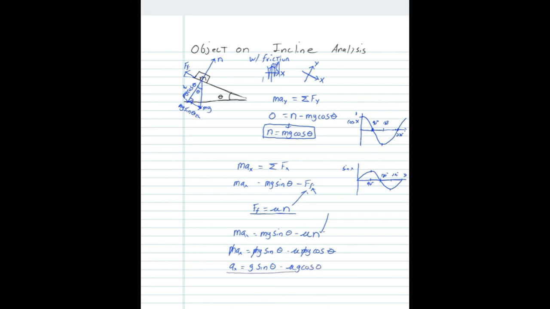And if you look at that, it makes sense, because as the angle of the slope gets bigger, this first term is going to get larger because sine theta grows with the angle. And the second term is going to shrink because cosine of theta shrinks when the angle goes from 0 to 90. So it says that the acceleration grows as we go from 0 to 90 degrees, which would make sense to you if you think about it.